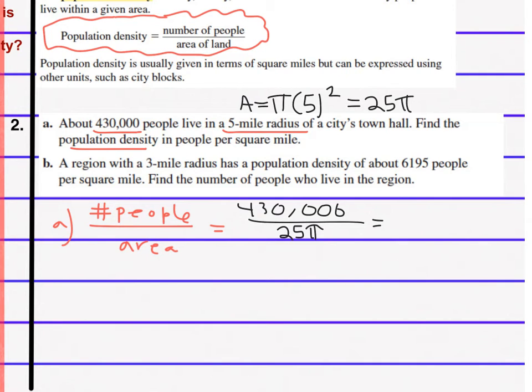I'm not going to even bother multiplying that out right now because then my answer will be a little bit off. So I get 5,475 people per square mile. I rounded that to the nearest person rather than the hundredths place because I think it says find the population density in people per square mile. So I rounded it to the nearest person.